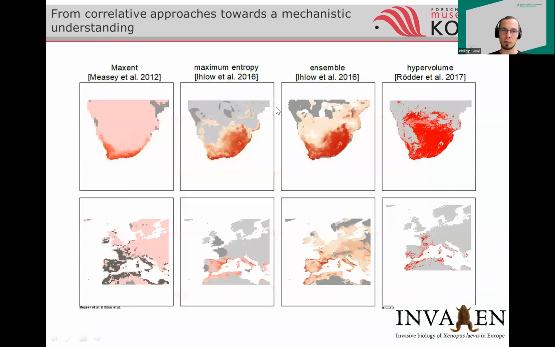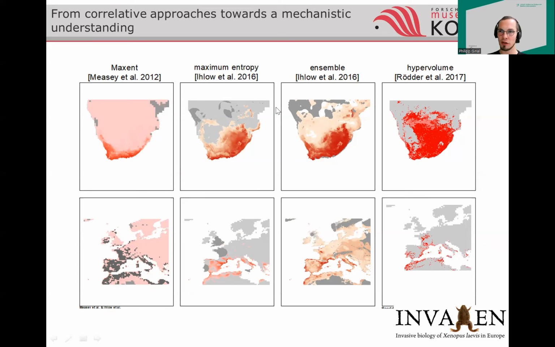This is the reason why in the past several approaches tried to predict the potential distribution for Xenopus in Europe. Here you can see different correlative approaches, and these correlative approaches all link geographic occurrences with environmental data. Here you can see these predictions all predict very different areas as suitable. This is because they use different algorithms, here for example MaxEnt, hypervolumes, ensemble, and they also use different predictors.